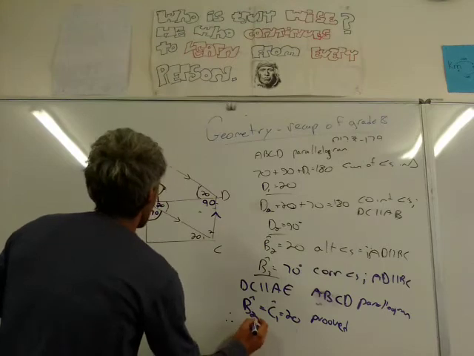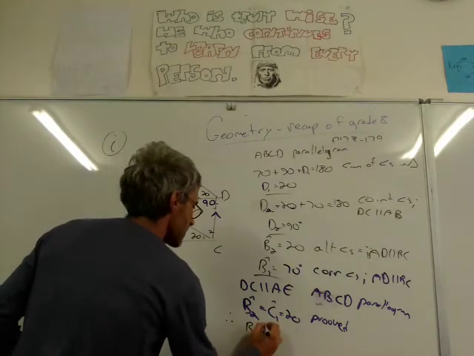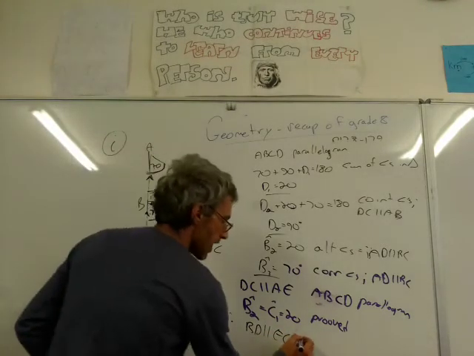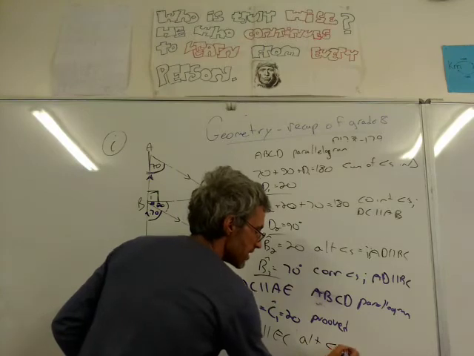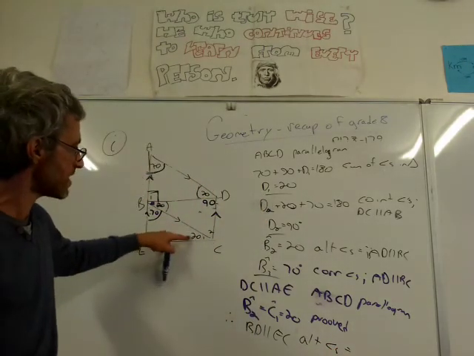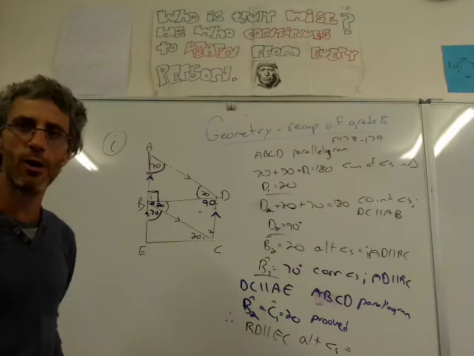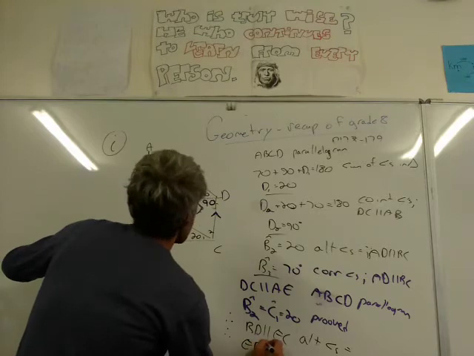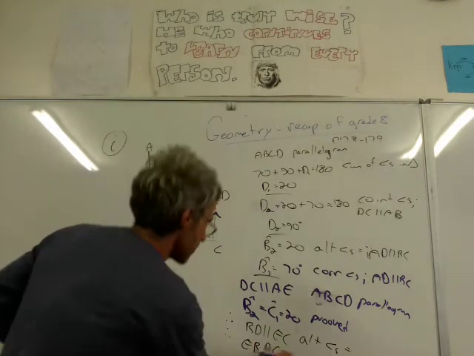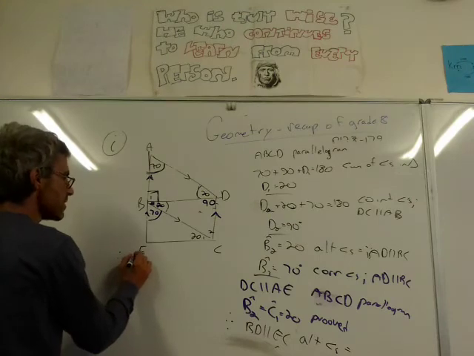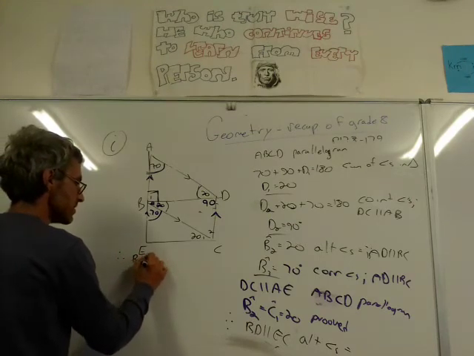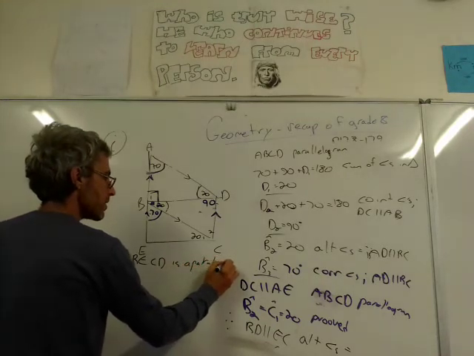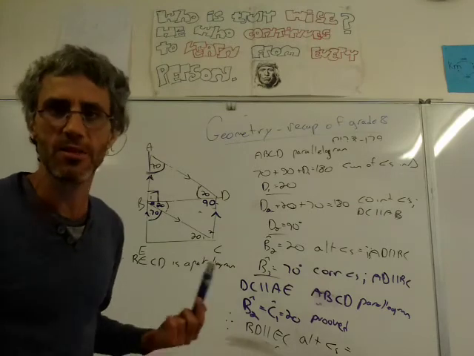Therefore, I can say that BD is parallel to EC. And why is that? Because alternating angles are equal. I've proved that the alternating angles are equal. Therefore, the lines are parallel, and therefore, I can say that EBDC, can you guys still see it? Not really. So we're going to write it here. Therefore, BECD is a parallelogram. It has two pairs of parallel lines, so it's a parallelogram.